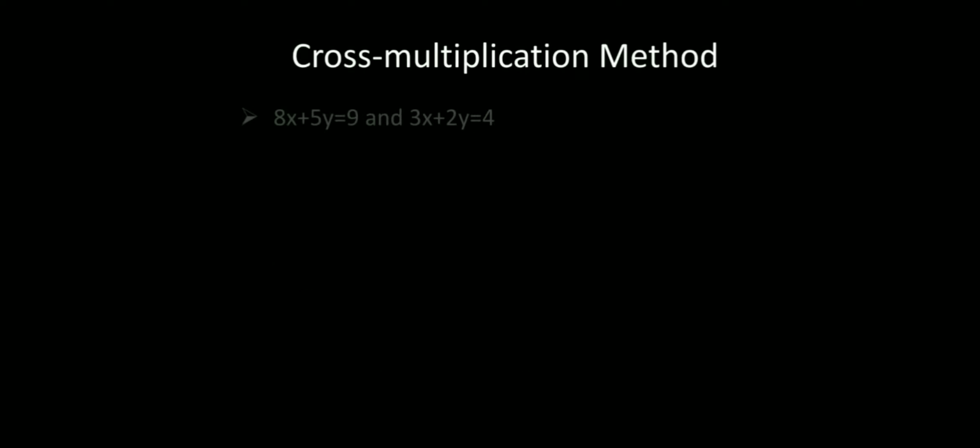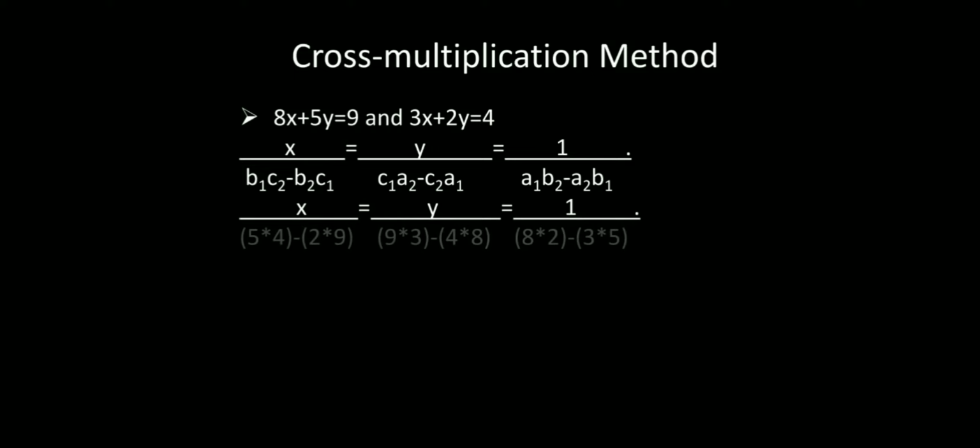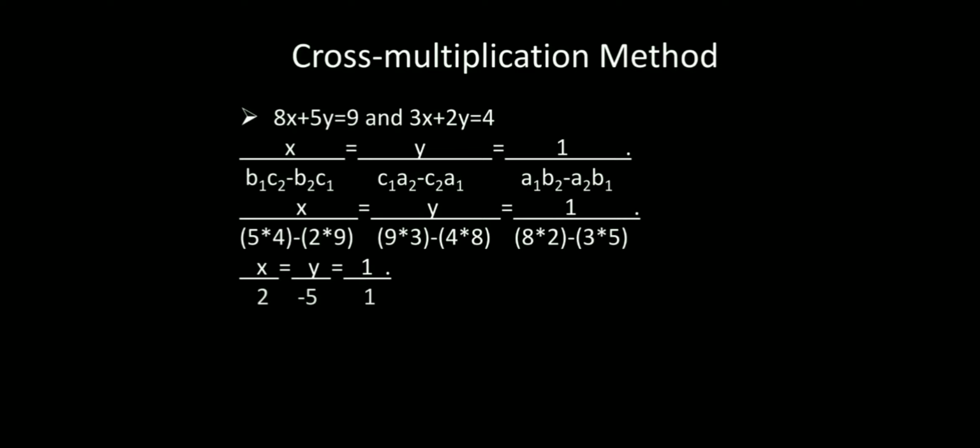So moving to the cross multiplication method using the same equations, x, y, 1 divided by b1 c2 minus b2 c1, c1 a2 minus c2 a1, a1 b2 minus a2 b1. So we got x upon 5 into 4 minus 2 into 9, y upon 9 into 3 minus 4 into 8, and 1 upon 8 into 2 minus 3 into 5, because a1 is equal to 8, a2 is 3, b1 is 5, b2 is 2, c1 is 9, and c2 is 4.